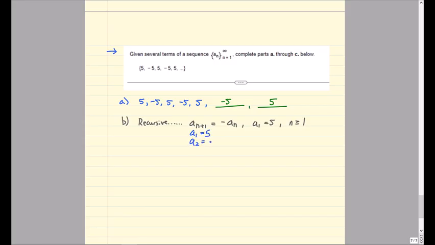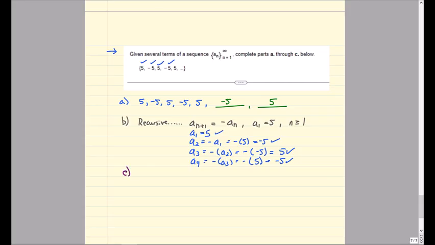A sub 2 would equal negative a sub 1. So that would be a negative 5. And so that checks. So that's 5, negative 5. So let's do a sub 3. That would be a negative a sub 2. A sub 2 is negative 5. Negative times a negative is a positive 5. A sub 4 would be a negative a sub 3. A sub 3 was a 5 minus 5. That checks as well. So we can see that we're off to the races there, and that's correct.